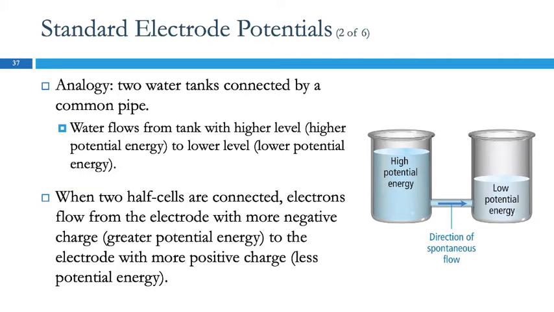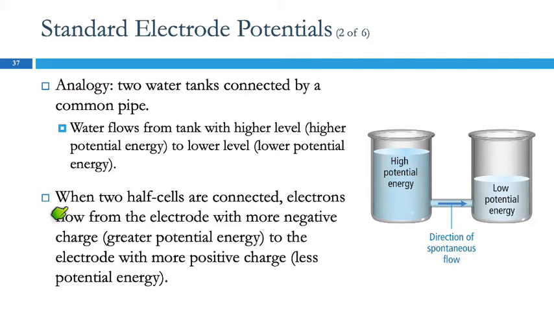So here we have this picture again. We have two water tanks or two beakers connected by a common pipe. This tank has a higher volume of water, and this is lower. We understand from just experience in life that the water in this tank is going to move to that tank until they're equal in level, right? Until the potential energy difference is gone.